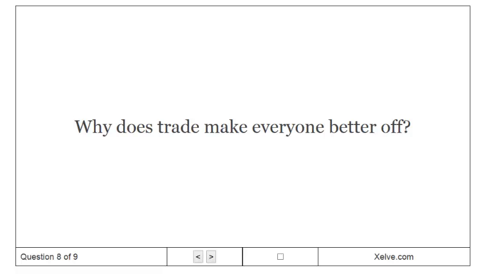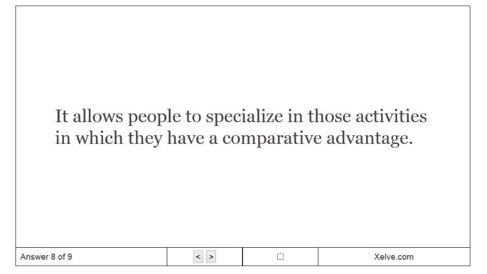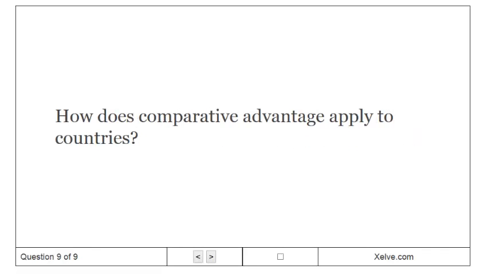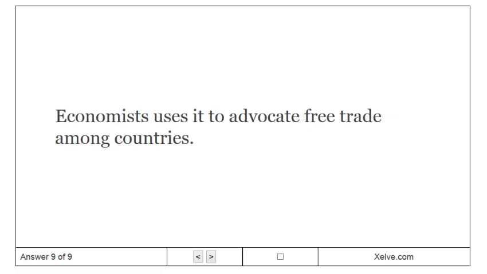Why does trade make everyone better off? It allows people to specialize in those activities in which they have a comparative advantage. How does comparative advantage apply to countries? Economists use it to advocate free trade among countries.